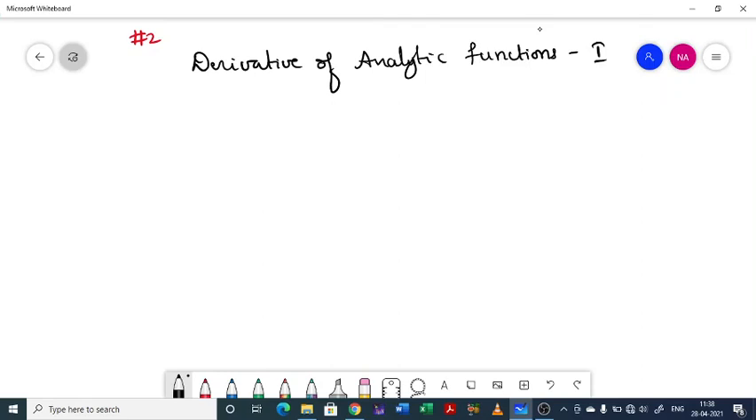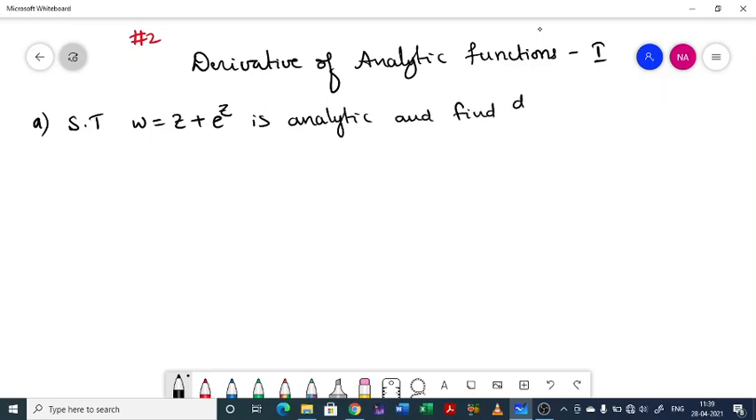So the problem A, show that the function w equal to z plus e power z is analytic and find dw by dz. You have to find its derivative. Solution.